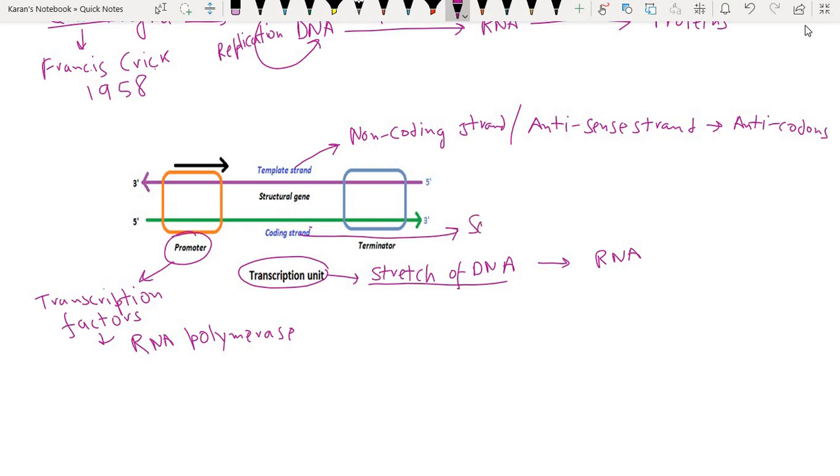Then you can see the coding strand is also there. This strand is the sense strand, and this strand contains the codons. So it's a DNA strand whose base sequence basically corresponds to the base sequence of the RNA which is being formed. You can call it the RNA transcript as well, the RNA that is being formed.